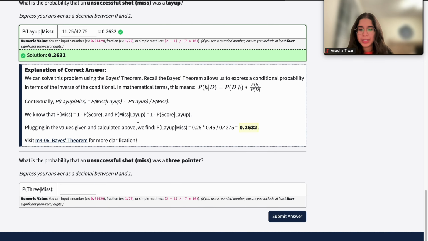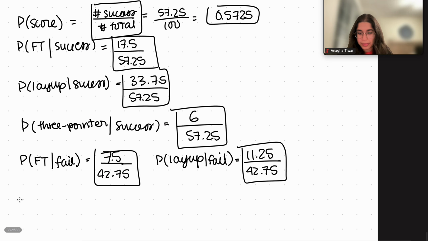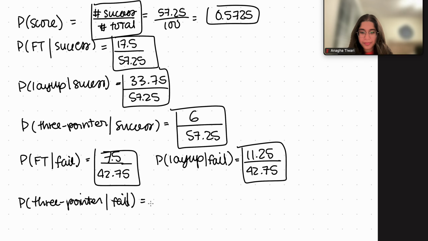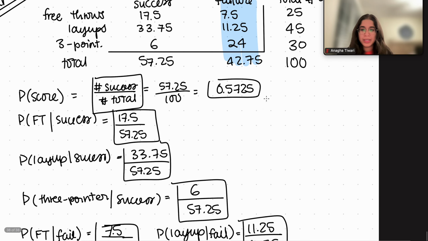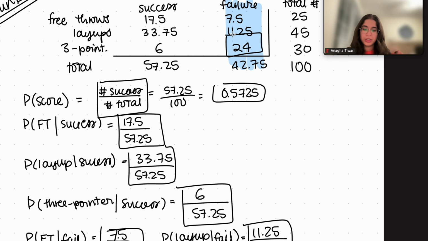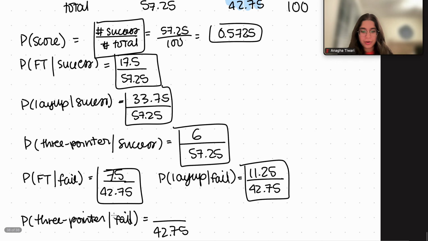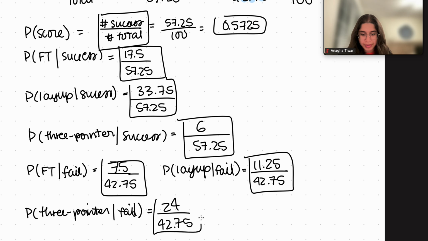And then finally, what is the probability that an unsuccessful shot was a three-pointer? Right, so given that my shot was unsuccessful, given that my shot was a miss, what is the probability that it was a three-pointer? So this is the last conditional probability question, and we solve it just like we did for the other ones. So the probability of a three-pointer given a fail. So out of my 42.75 failures, 24 of those shots were three-pointers. So 24 divided by 42.75 is my answer.